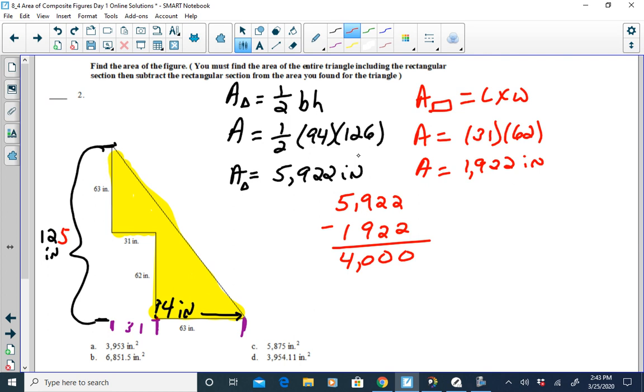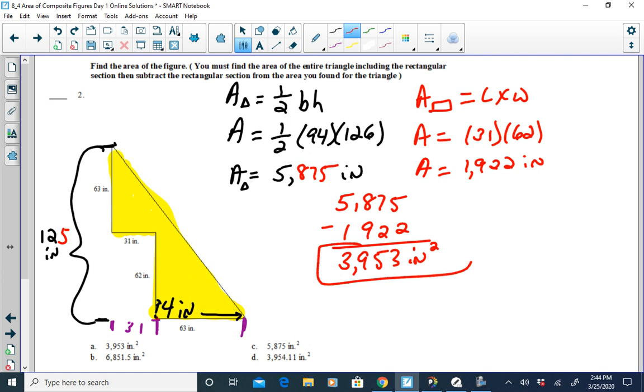94 times 125, and we're going to divide that by 2. That's 5,875. So let's fix that. All right, so that's 5,875, and then we're going to subtract that. So let's redo that. 5,875, and let's subtract 1,922, and we get 3,953. Right, and that is answer A. Right, and those are squared inches.